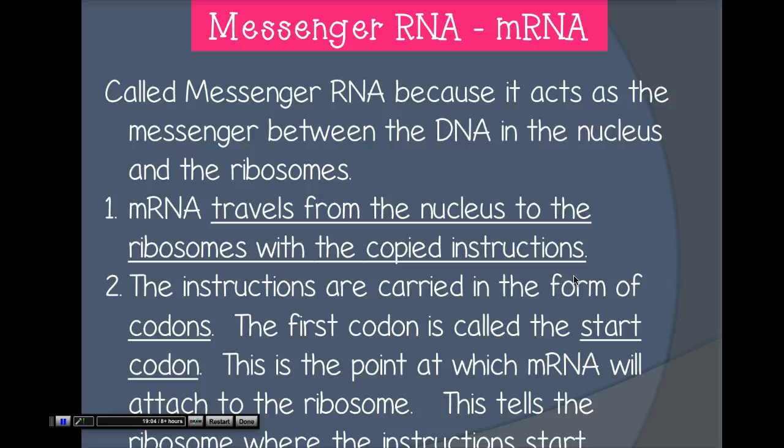The instructions are carried in the form of codons, okay? So we have a strand of nitrogenous bases that are going to be read in sections of 3. All right, the first codon is called the start codon, and that's the point where the mRNA is going to attach to the ribosome, and that tells the ribosome where to start the directions, okay?